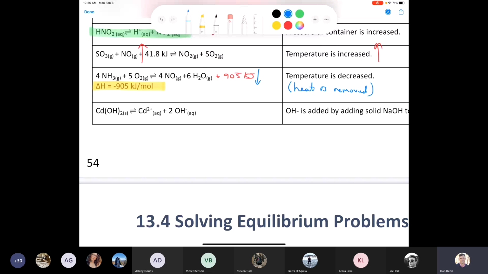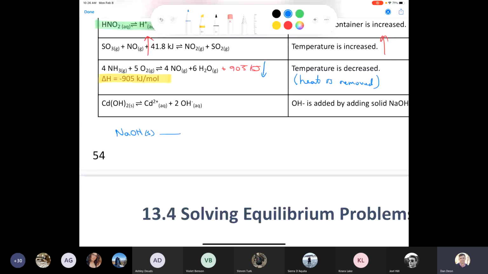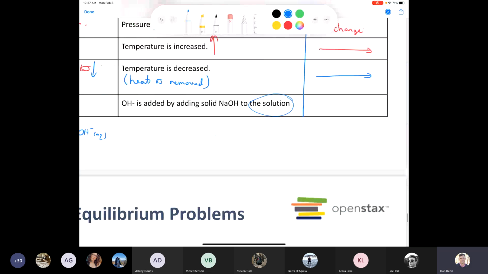So if you add solid sodium hydroxide to something that's already a solution, what happens? If you take solid sodium hydroxide and put it in a solution, you're going to end up with aqueous sodium cations and aqueous hydroxide ions. So the concentration of hydroxide is going to increase. If this increases, it's going to have to shift towards the reactants in order to compensate for that. So it's going to shift towards the reactants. Let me straighten that out. There we go, my friends.